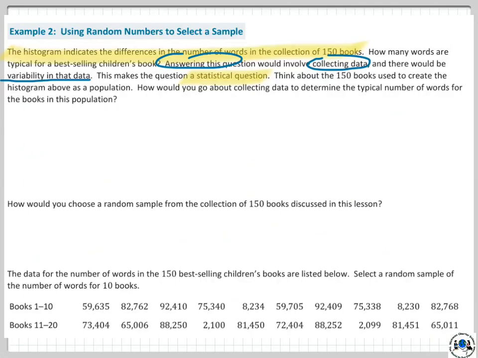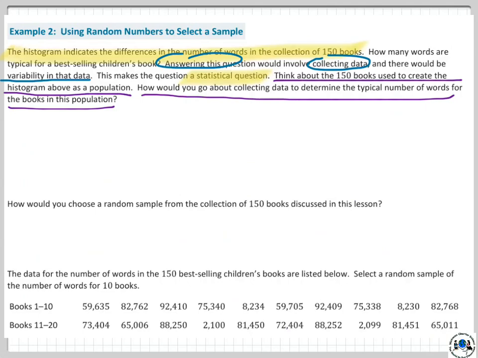If you think about the 150 books used to create the histogram above as a population, that's what you're going to do here. How would you go about collecting data to determine the typical number of words for books in this population? What would you do first? Think about that, write an answer down and come on back. Also think about this: how would you choose a random sample from the collection of 150 books discussed in this lesson? Think about those things.